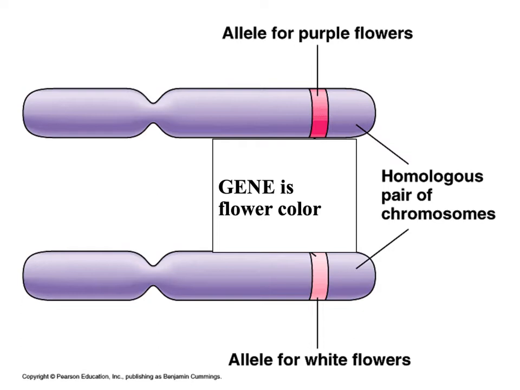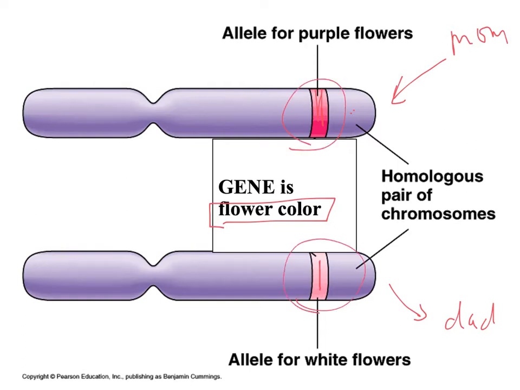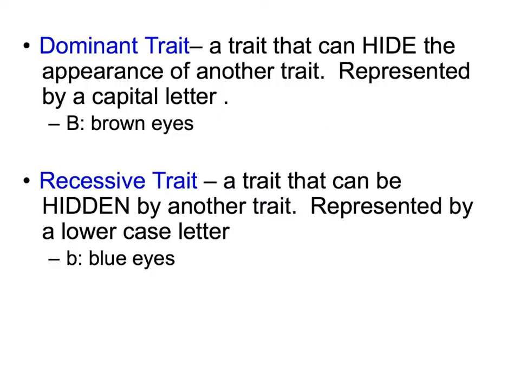Once again, taking a look at a pair of homologous chromosomes. Once again, this one came from this individual's mom. This one came from this individual's dad. The gene that's being coded for on these particular chromosomes is flower color. So this particular homolog has the allele for purple flower colors, and this one has the allele for white flower colors. You get one allele from your mom, you get one allele from your dad. And once again, when you go through the process of meiosis, you can only give one of these alleles to your offspring.